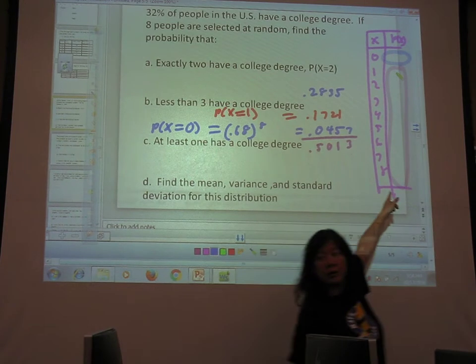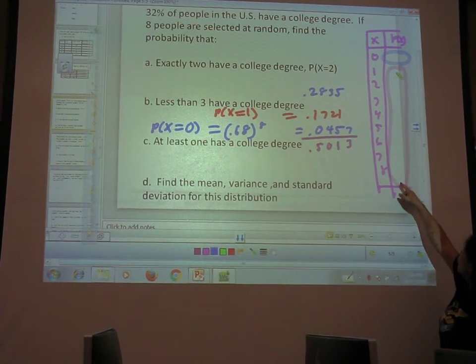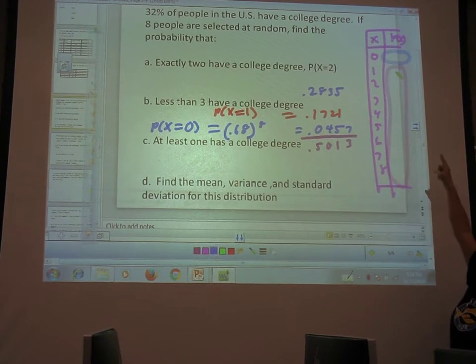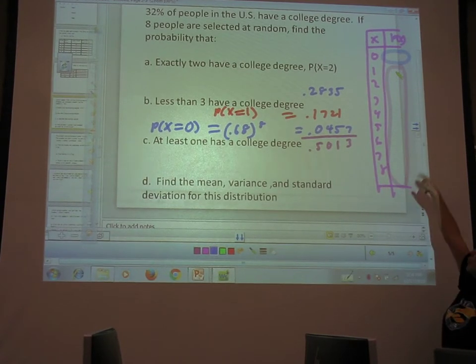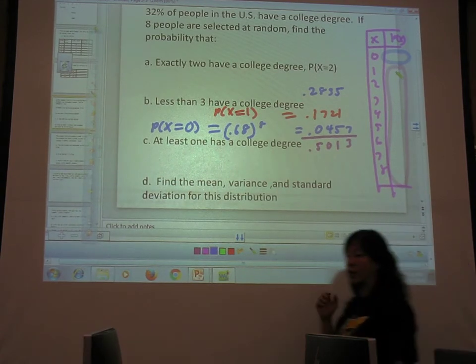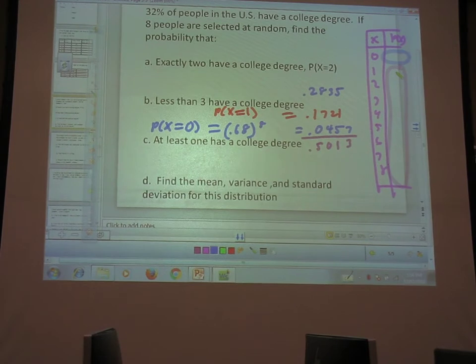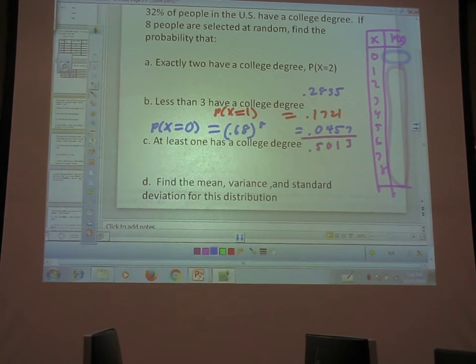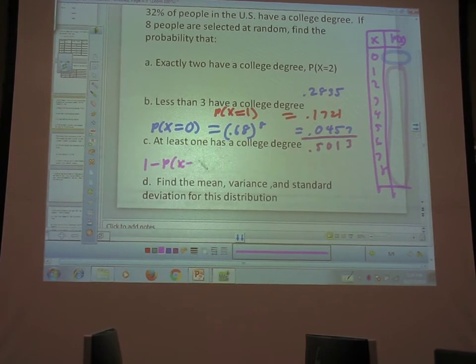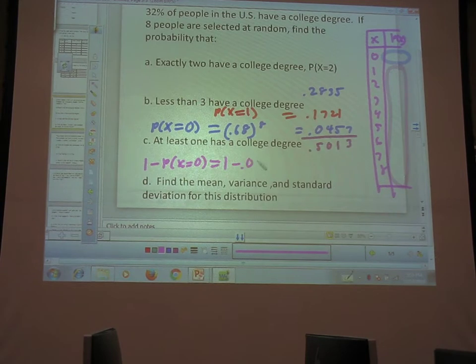We want the purple stuff. Everybody, you understand what I'm saying? We want the probability of 1 or more. Find all the purple ones and add them. Or we can take the blue one and subtract from 1, because the blue plus the purple has to add up to 1 or 100%. All the probabilities have to add up to 100%. So we could just do 1 minus the probability that x is 0. In other words, 1 minus 0.0457. So you get 0.9543.